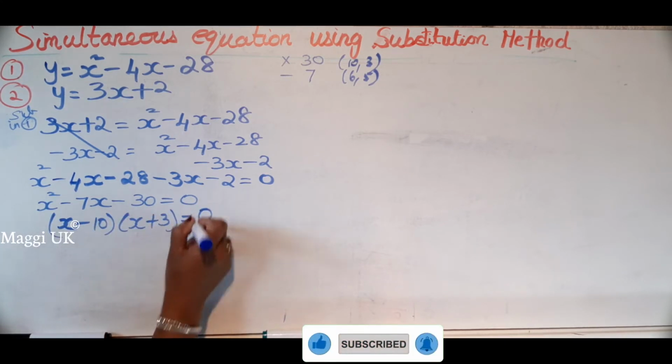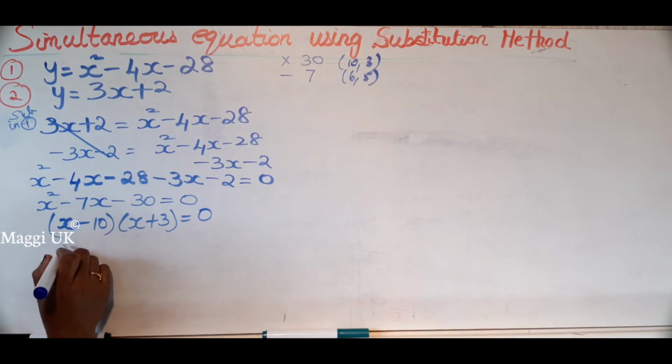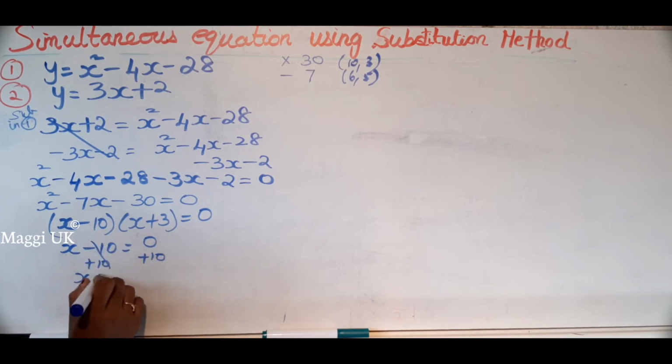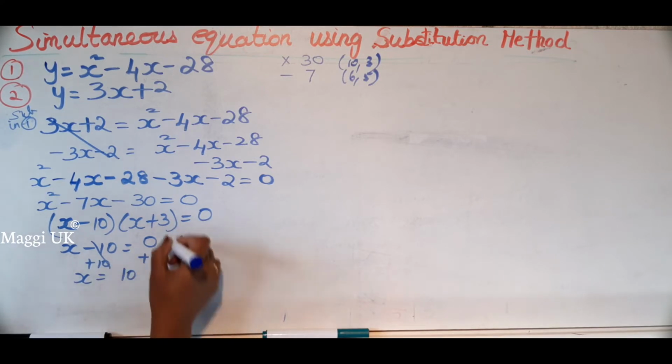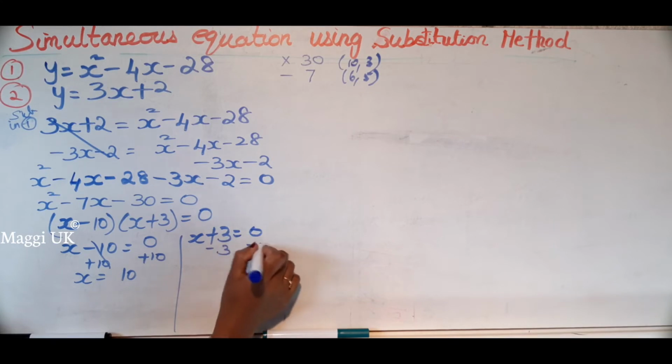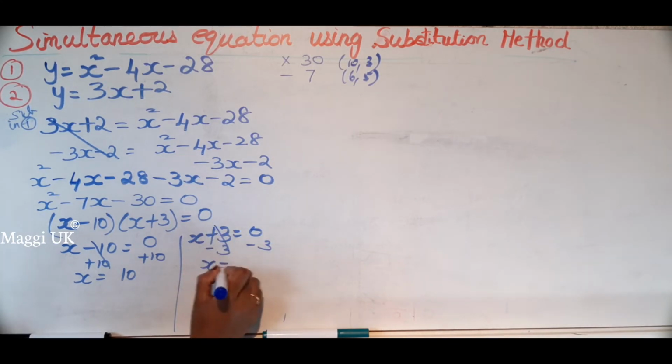Equal to 0. So that means you have to find the values. x minus 10 is equal to 0, so you plus 10, and x is equal to 10. For the other one, x plus 3 is equal to 0, so minus 3 from both sides, and x is equal to minus 3.